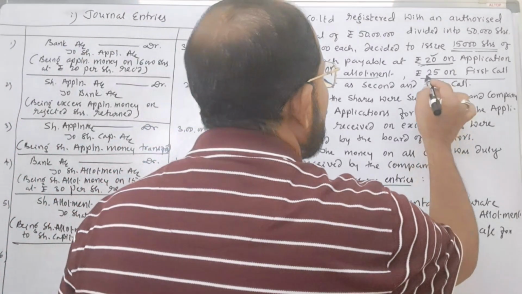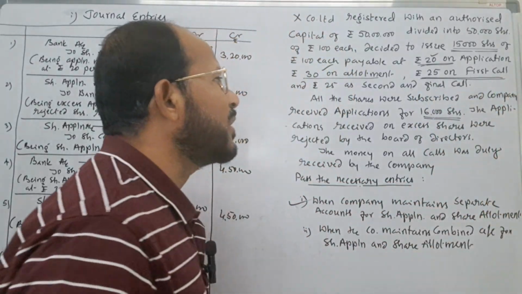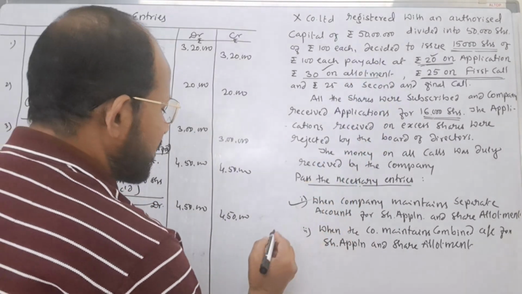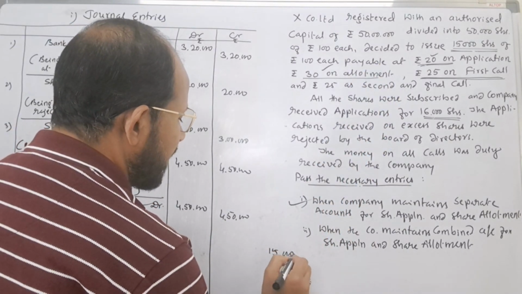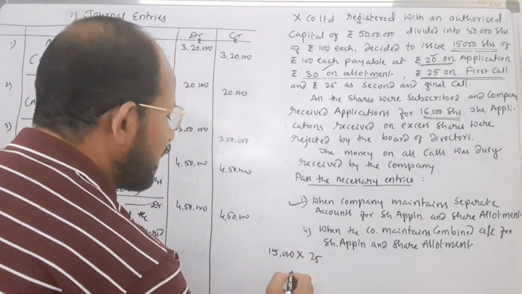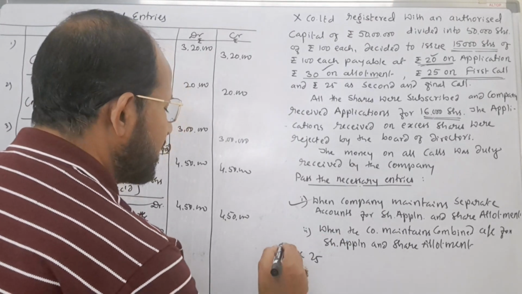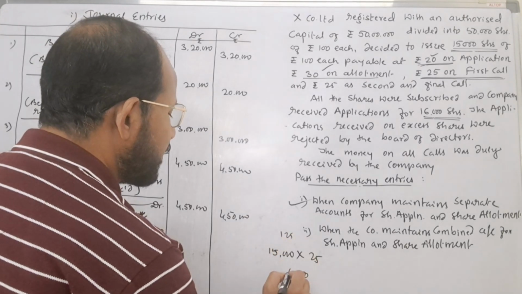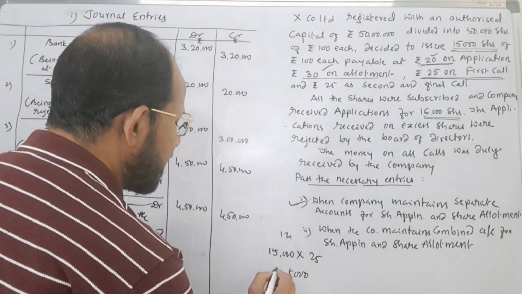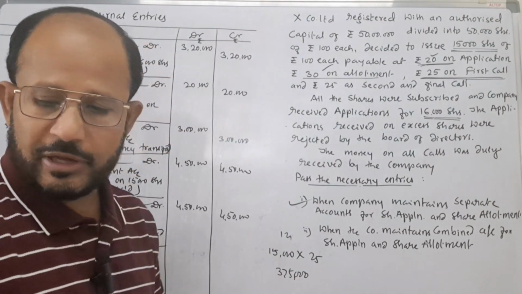Next, the sixth entry is with regard to the first call. On the first call, rupees 25 per share was collected. That is why, how much amount does it come to? 15,000 shares into rupees 25 as first call. Therefore, you write here 25, and we get 3,75,000.